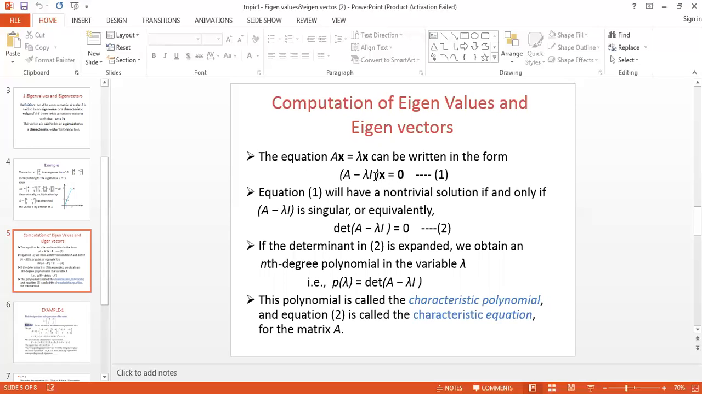So, when the homogeneous system possesses a non-trivial solution, the coefficient matrix must be singular. Then only it has a non-trivial solution. So equation 1 will have a non-trivial solution only if A minus lambda I is singular, or determinant of (A minus lambda I) equals 0.